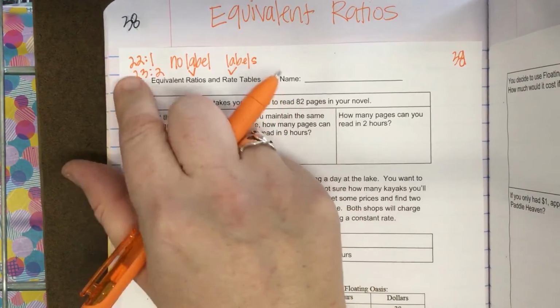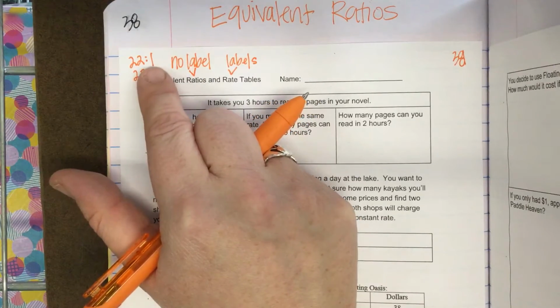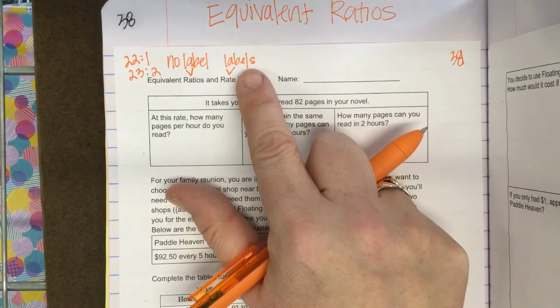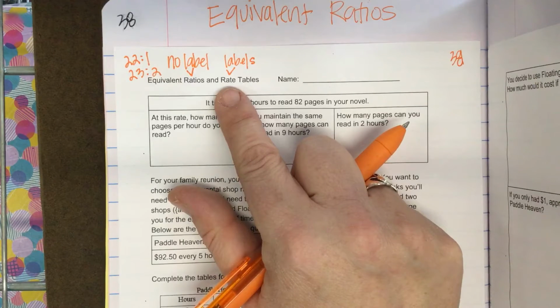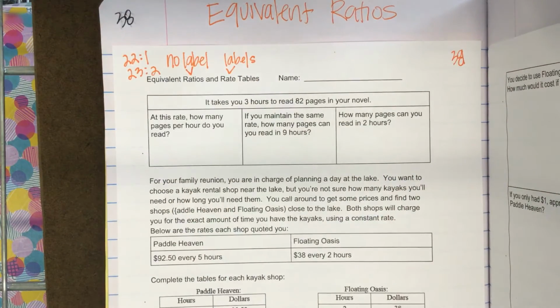This ratio is talking about people to people, and it doesn't even have labels in the words. Here, miles per hour, two different labels, it's technically a rate. However, ratio and rate are kind of interchanged. You need a calculator. Please make sure you have your calculator out. And here we go.